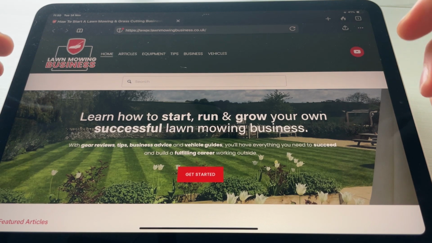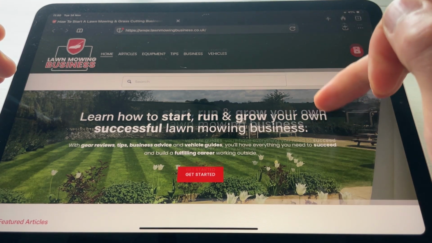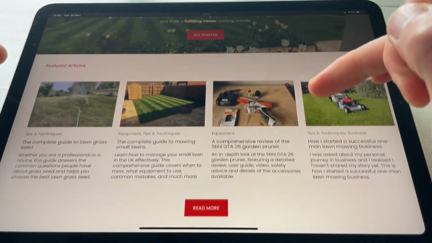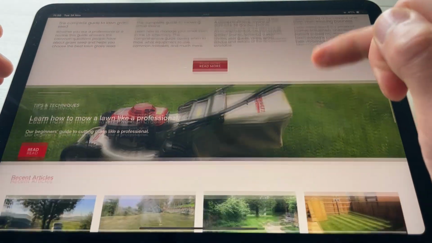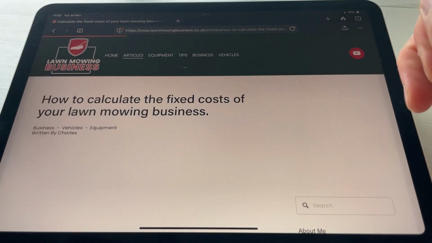So I thought I'd do a bit of work on the website today, and something that we're going to cover is the fixed costs of running your business. I've actually built a new calculator for the site, which should make your life a hell of a lot easier.